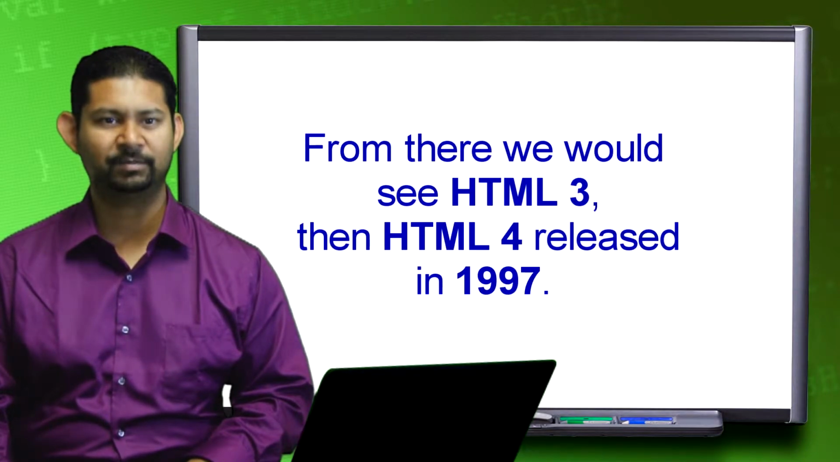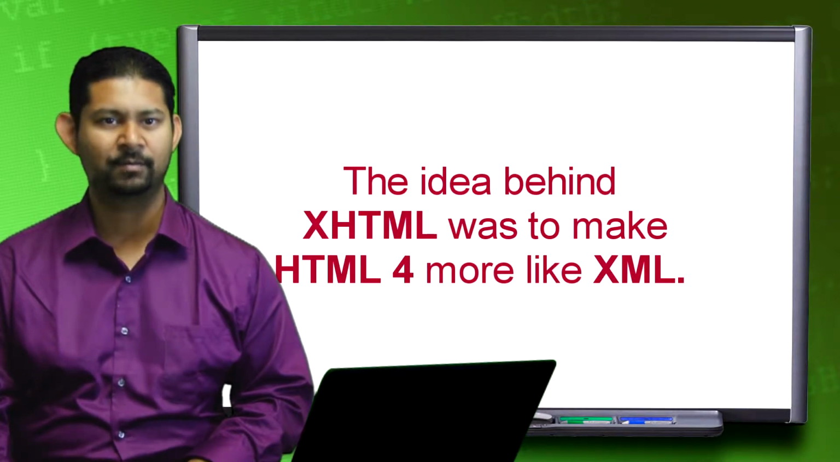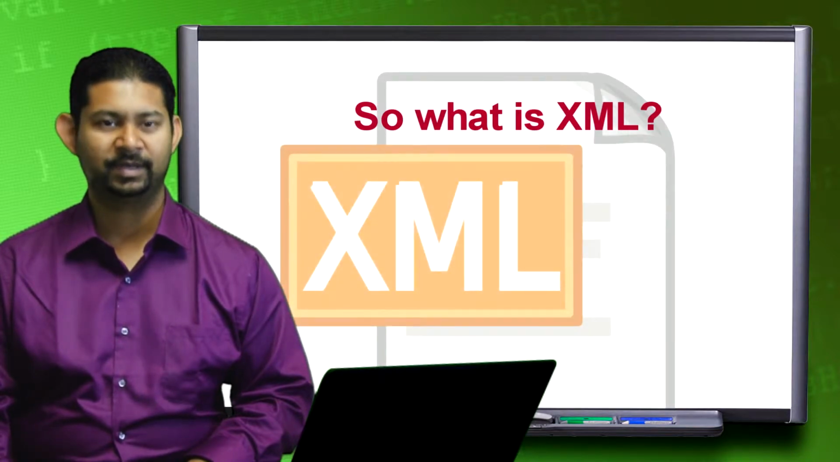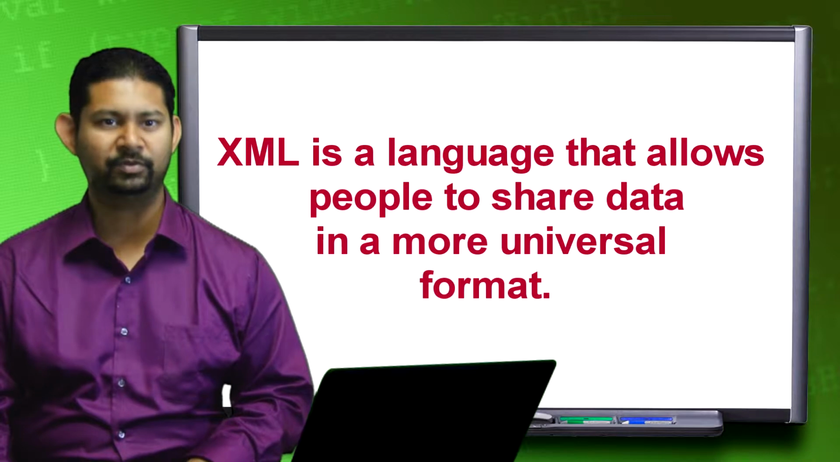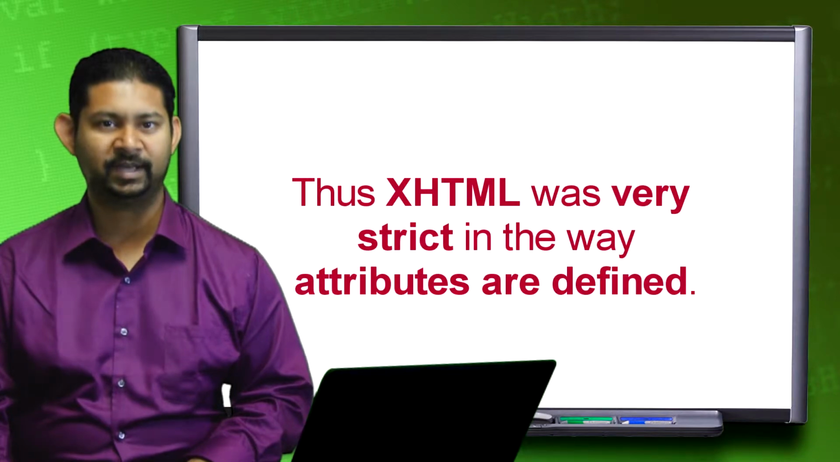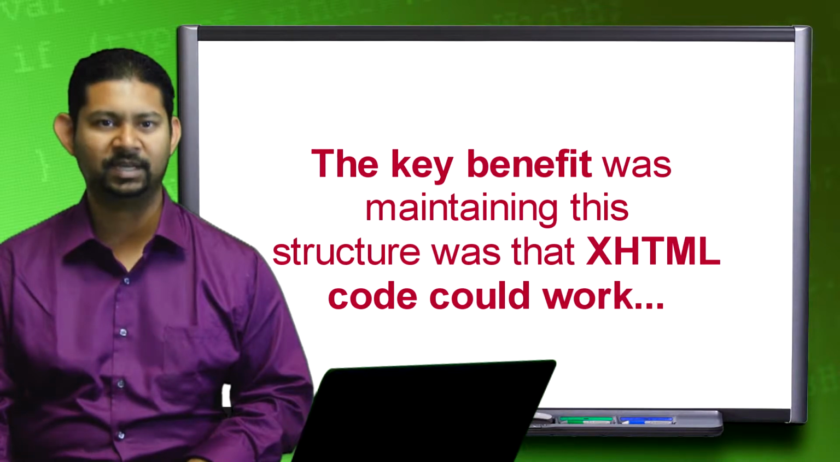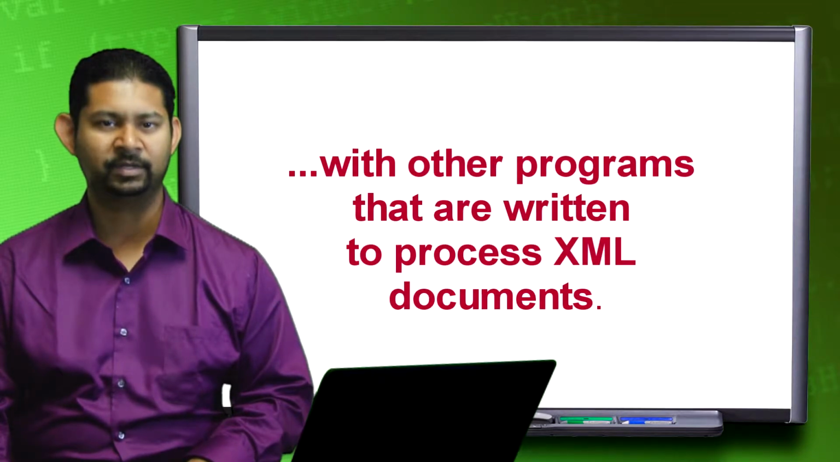From there, we would see HTML3, then HTML4 released in 1997. In the year 2000, XHTML 1.0 was released. The idea behind XHTML was to make HTML4 more like XML. So what is XML? XML is a language that allows people to share data in a more universal format. You could potentially write new markup languages with XML. Thus, XHTML was very strict in the way attributes are defined. The key benefit was maintaining this structure so that XHTML code could work with other programs that are written to process XML documents.